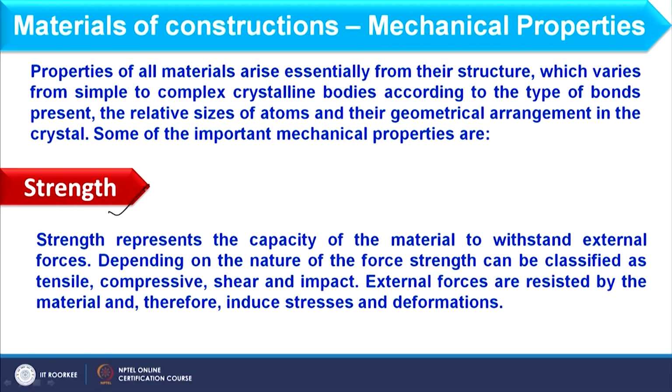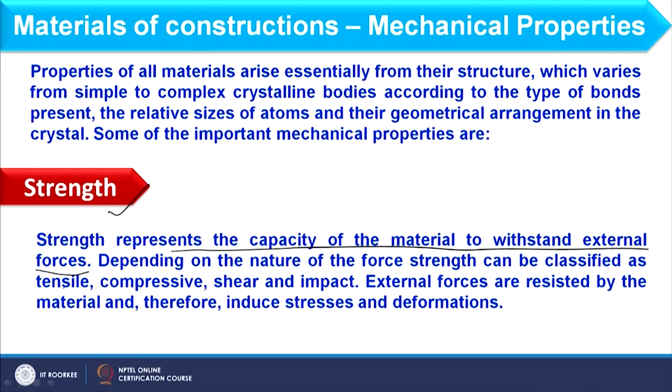The first property is the strength. Strength represents the capacity of the material to withstand external forces. When external forces are applied to an object, they will try to deform it. So, external forces should be resisted by the object. Strength is defined in that way, so that up to what extent it can resist the external forces or deformation. Depending upon the nature of force, strength can be classified as tensile, compressive, shear and impact.